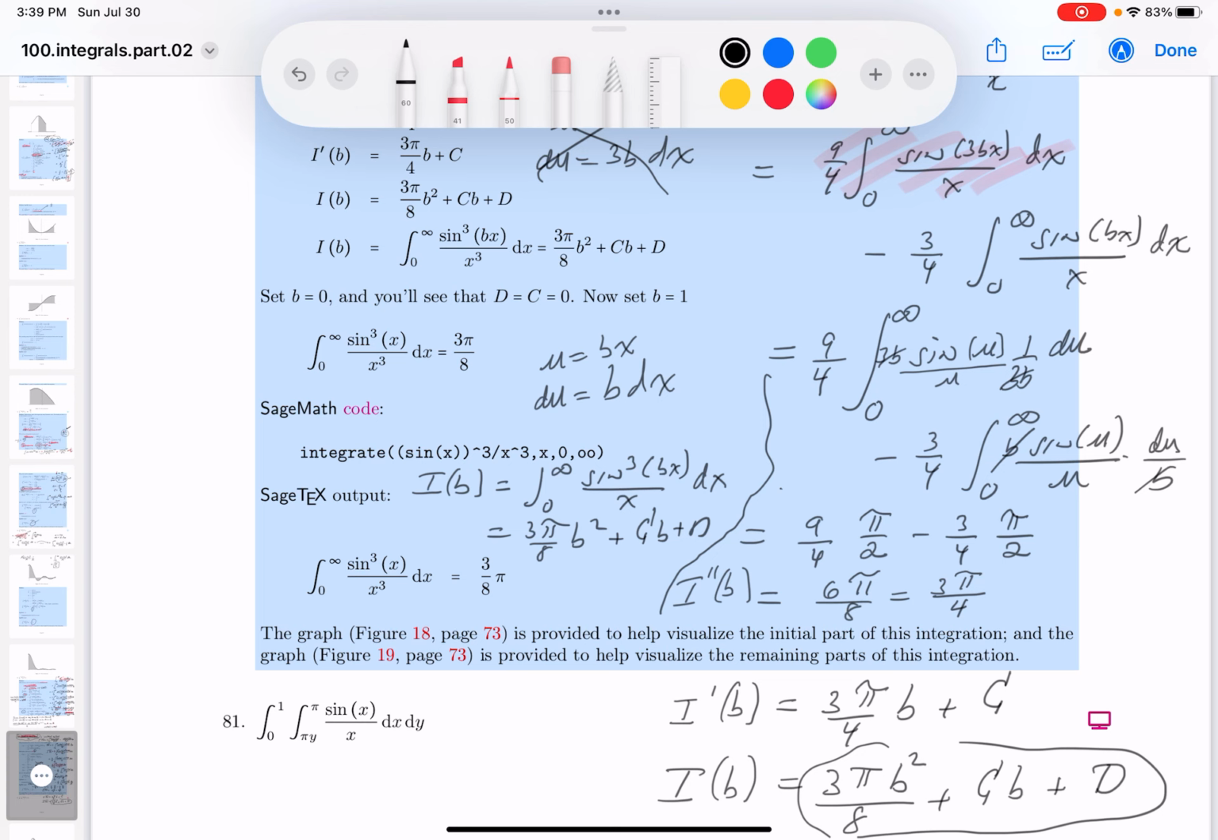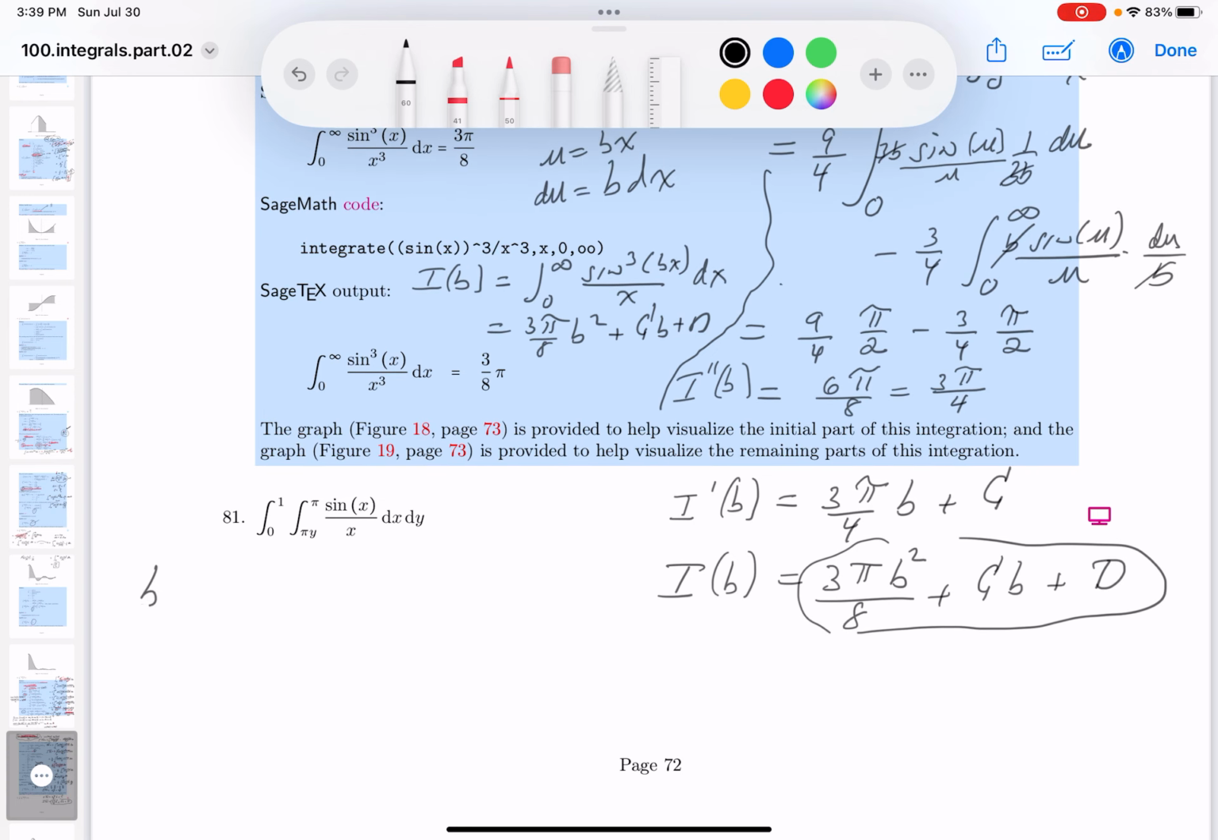I say select b to be 0. And what would you get? What would I0 be? Well, if b is 0, that would be the sine of 0. And the sine of 0 is 0. So this is just going to be 0. Now, if b is 0, you're going to get 3 pi over 8 times 0 plus C times 0, so you just get d. So d is 0. So I can get rid of that now.